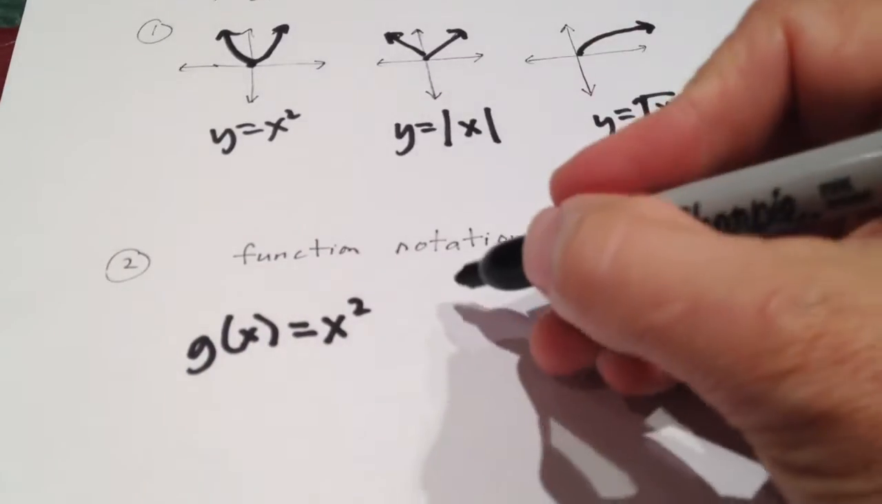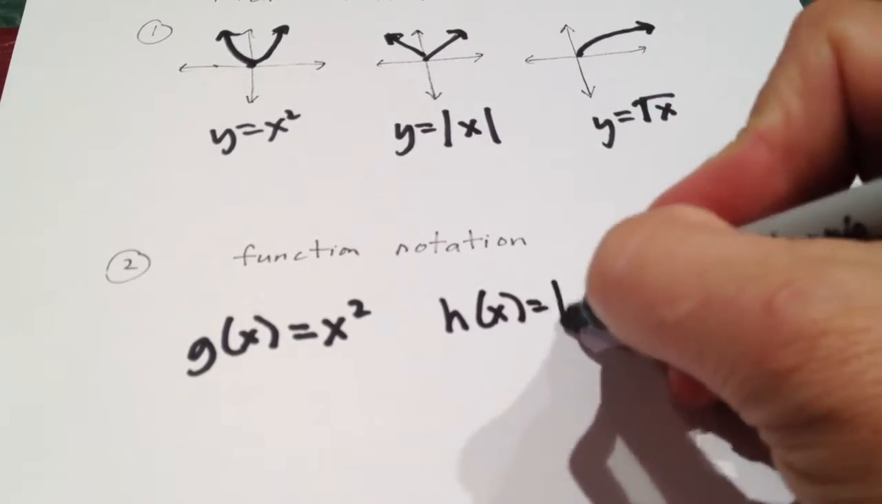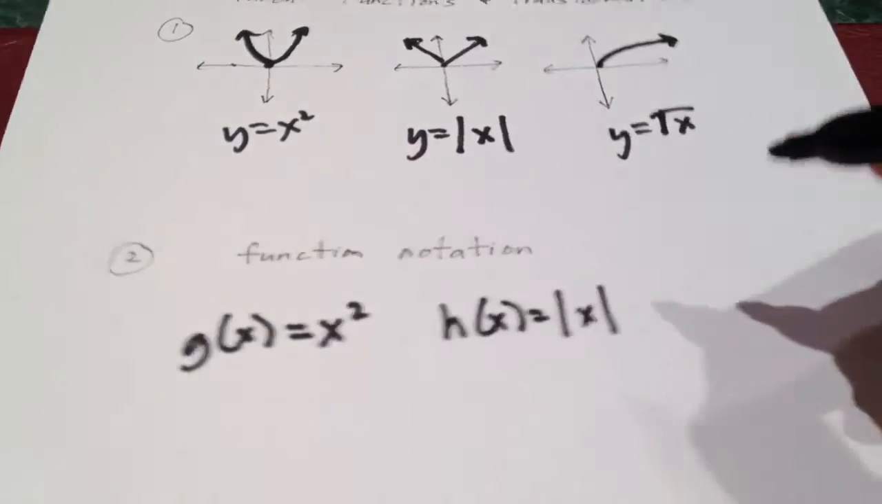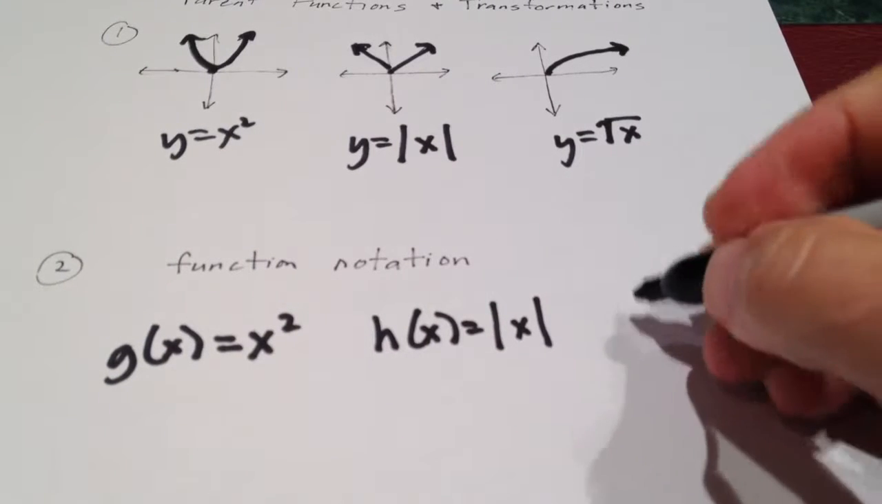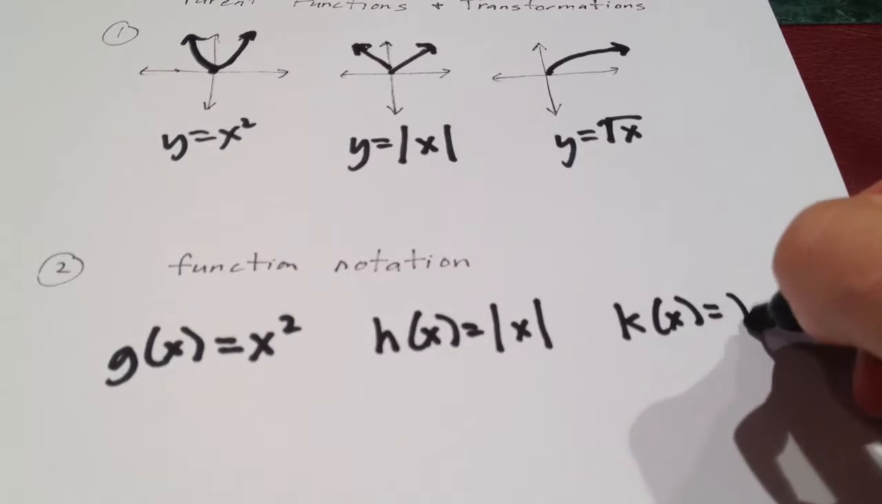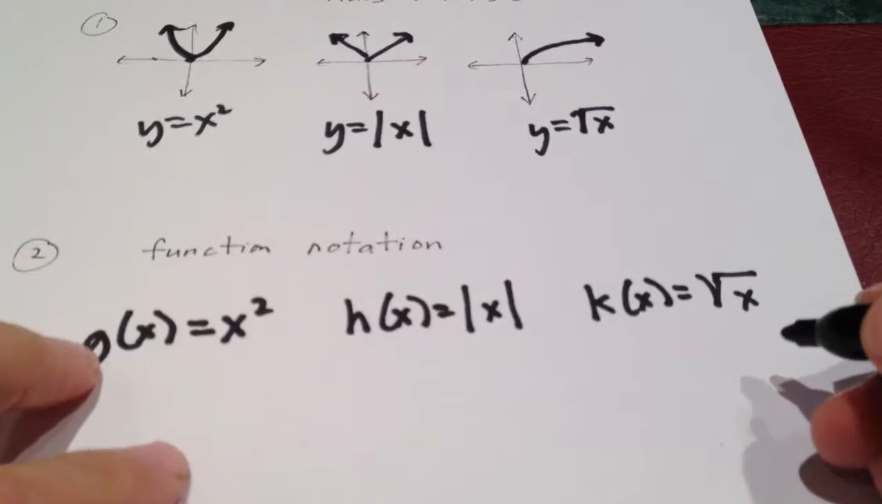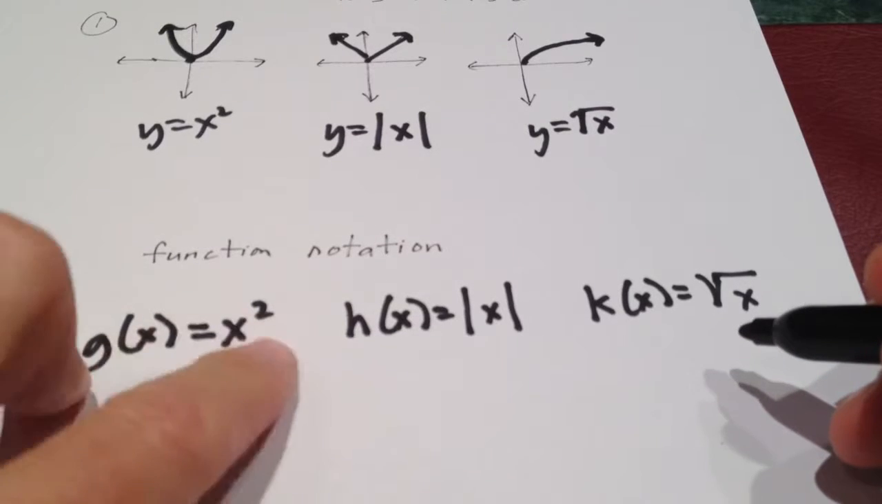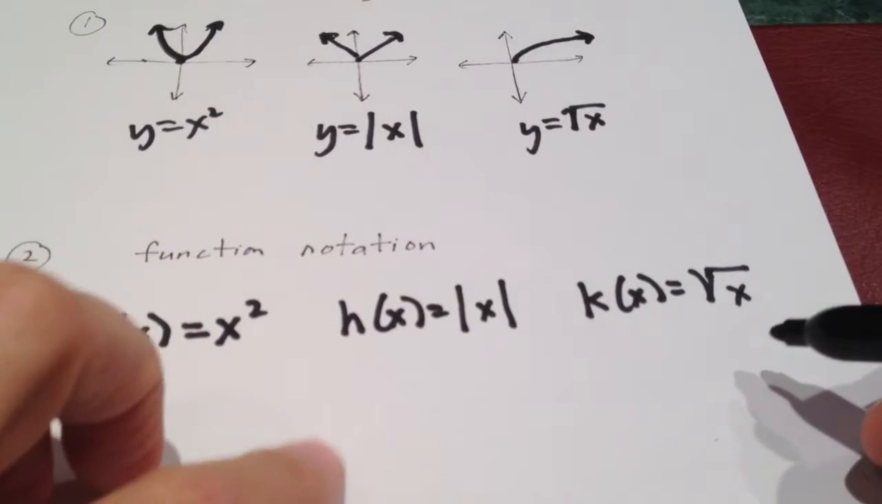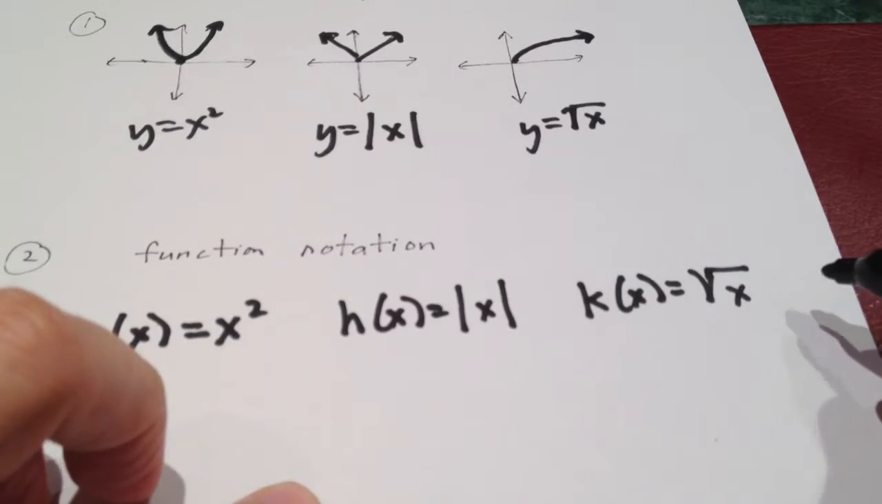I'm going to call this one h of x. So once again, I'm just going to refer to my absolute value function by the letter h. And then finally, the last one I'm going to call k of x. And that's going to be my square root of x. So later I'll be talking about each one of these, so you'll need to remember g is x squared, h is absolute value of x, and k of x is square root. All right, moving on.